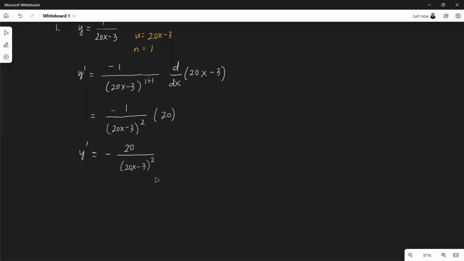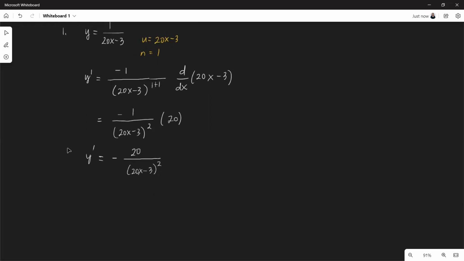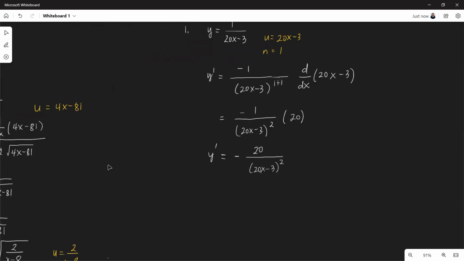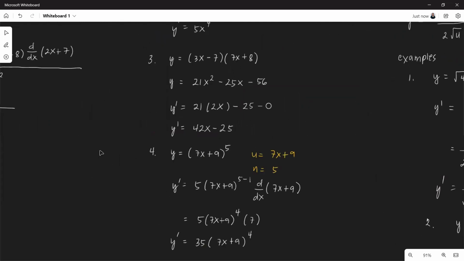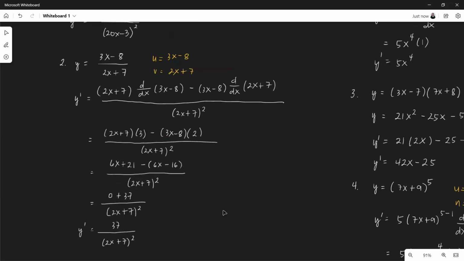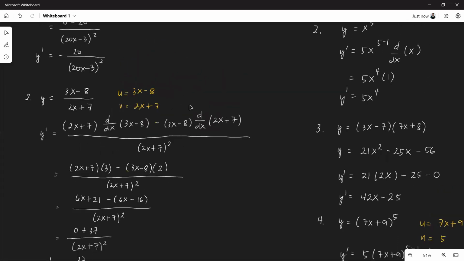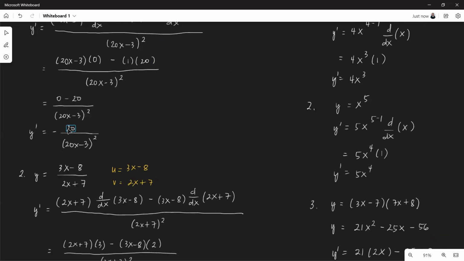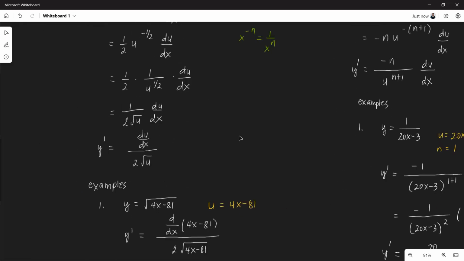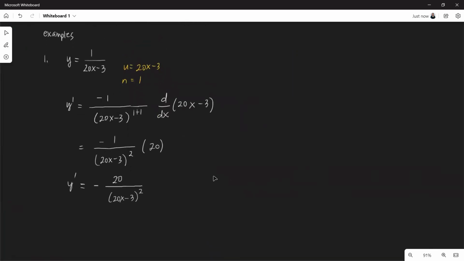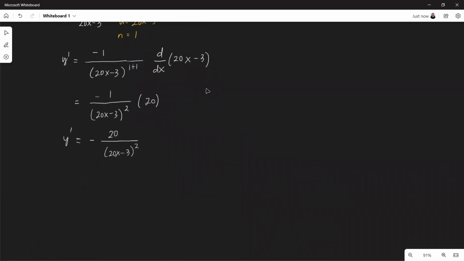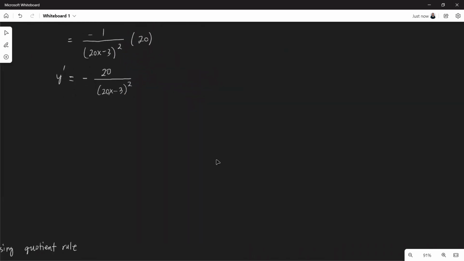Okay, so let's see if we have the same answer using the quotient rule. It's here on the side. So we have the quotient rule, this one. So we have negative 20 over the square of 20x minus 3. So it's either using the quotient rule or using the special rule. So example number 2.